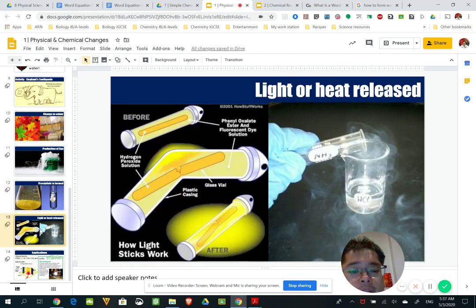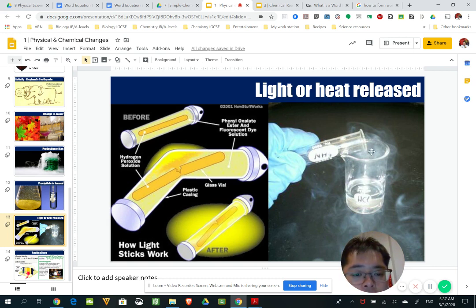Light or heat being released. These are two common ways for you to know that chemical changes have occurred. Have a look at this one here. You will have a solution inside with phenyl oxalate and fluorescent dye. This is basically the glow stick. The moment you break the glass vial inside, you release substances which will react with different substances to produce light. And this is irreversible.